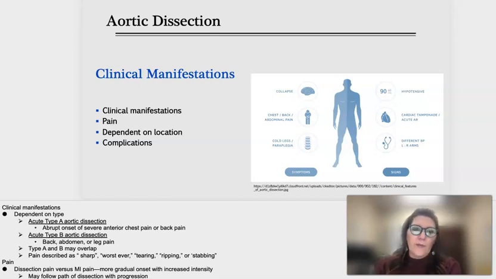So what are the clinical manifestations? With an acute type A aortic dissection, they are going to have an abrupt onset of severe anterior chest pain or back pain. With a type B, it could be back, abdomen, or leg pain that also is severe. It can be sharp, the worst ever pain. They could say it feels like something is tearing, ripping, or stabbing. It's really terrible.